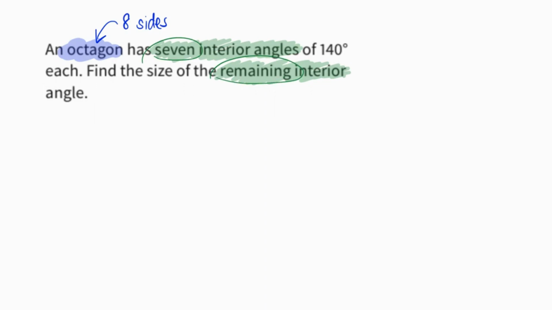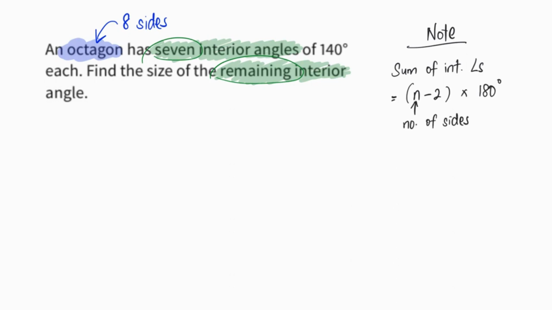So the next thing is, please remember that the sum of the interior angles for a polygon is always n minus 2 multiplied by 180 degrees, where n is the number of sides. That is the reason why Mr. Tan here is always asking himself, how many sides does that polygon have? Because that will allow us to find the total sum of the interior angles.